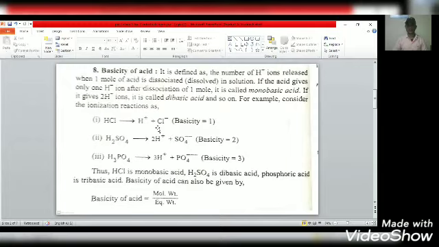For example, HCl has basicity 1, H2SO4 has basicity 2, and H3PO4 has basicity 3. We count by the number of hydrogens: HCl has 1, H2SO4 has 2 hydrogens, meaning basicity 2. HCl is a monobasic acid, releasing 1 H plus ion.